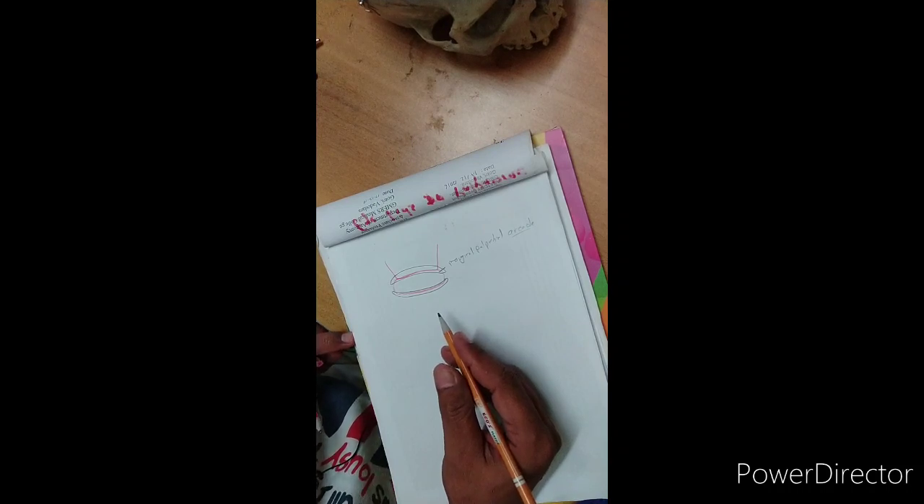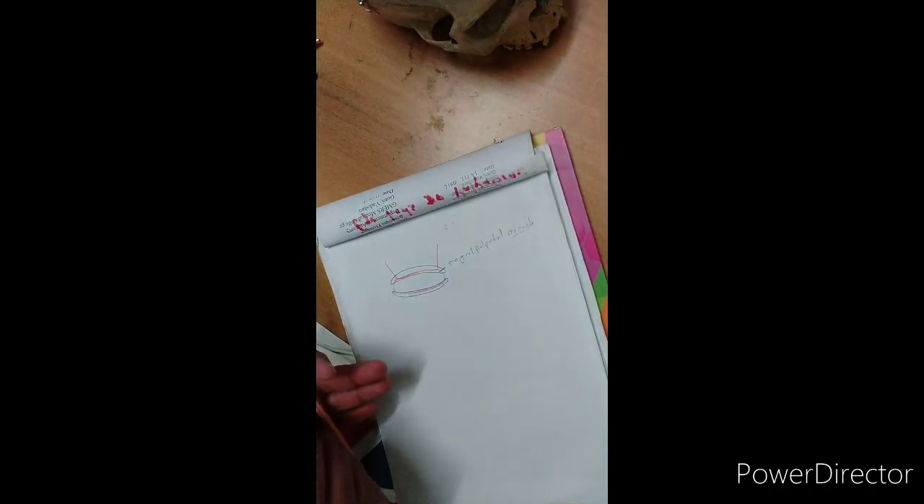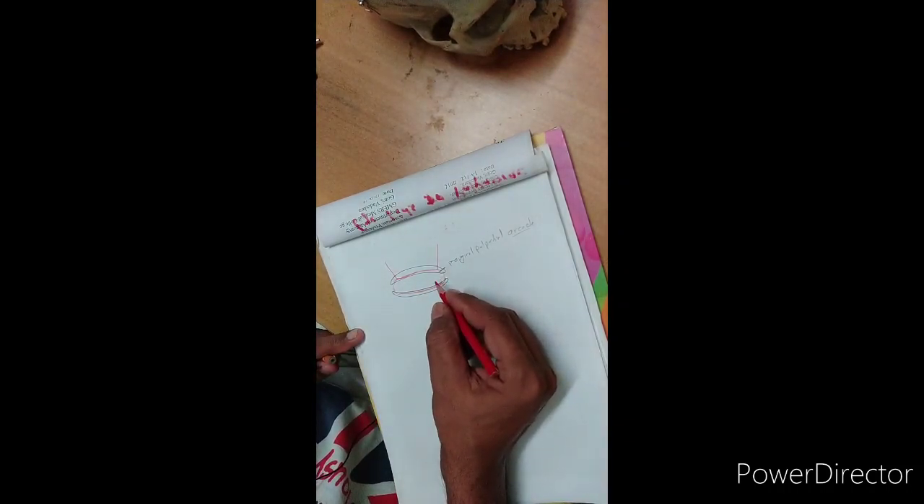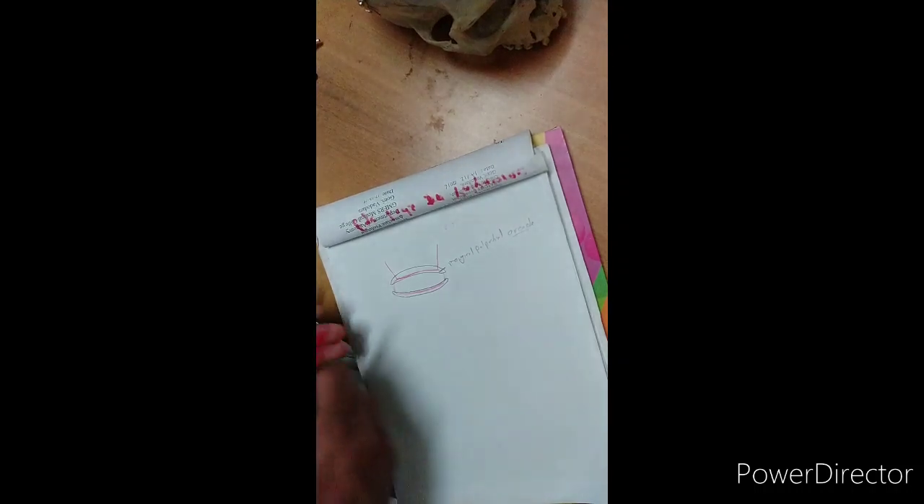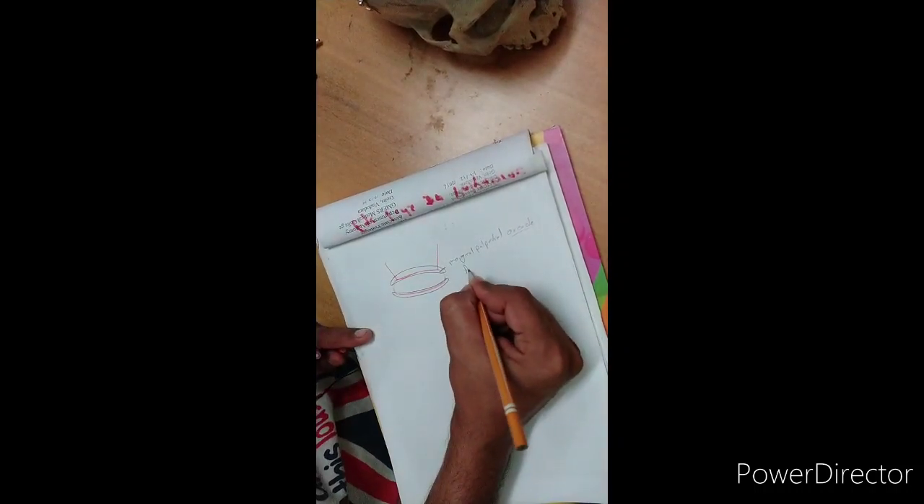What about the ocular conjunctiva? It's very important. The ocular conjunctiva is supplied by two types of arteries. There are the posterior conjunctival arteries. One is the posterior conjunctival artery.